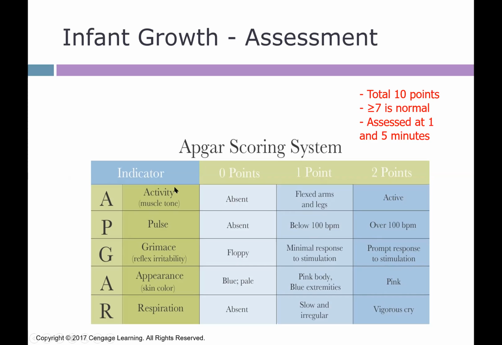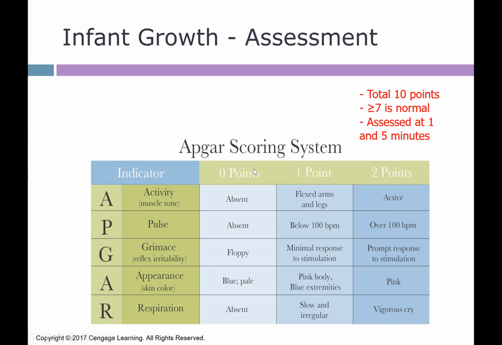Here's what it stands for: activity, so a baby's muscle tone; pulse; grimace, which is their reflex; appearance, which is their skin color; and respiration. So the higher the points, the better. If they're very active, if their pulse is over 100, if they have a prompt response to stimulation, if their appearance is pink, and they have a vigorous cry, that would all have them score a 10 on Apgar.